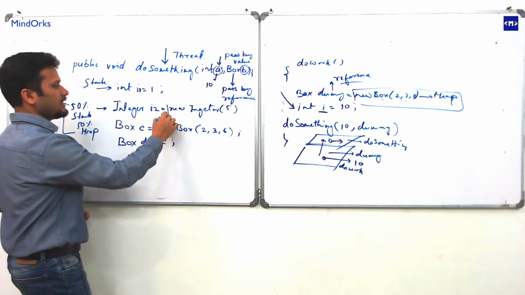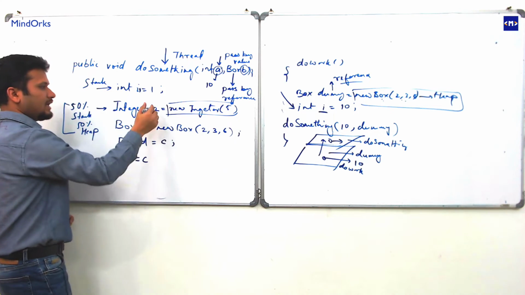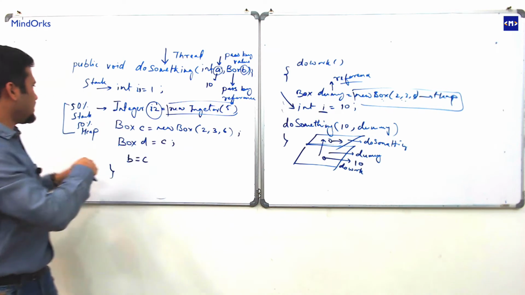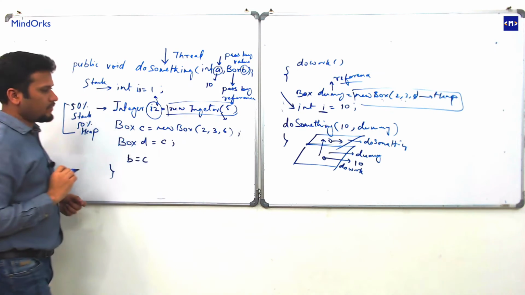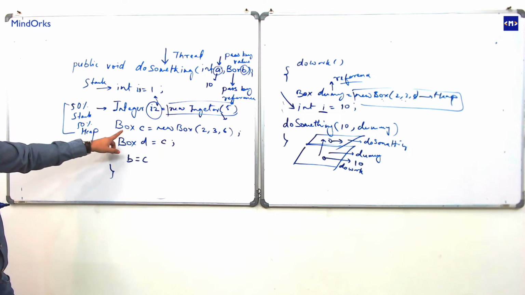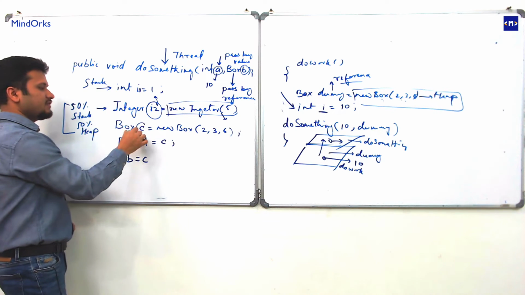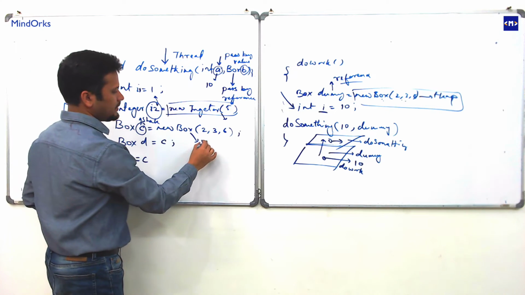So this will be stored in the heap, and this will be a reference to that object in the heap. So it actually takes both memory, stack and heap. Now this is very clear from the above example only. C will be a reference which will be in the stack, and this will be in the heap.